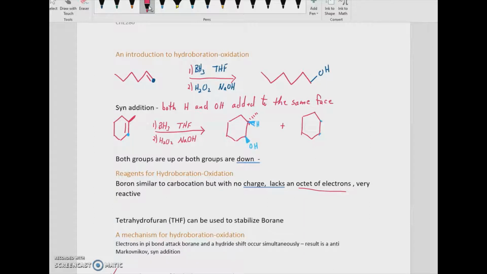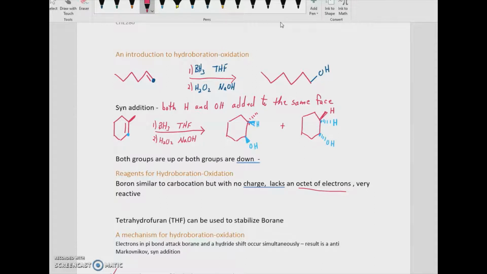The other possibility is that maybe it attacks from the bottom, and so then we would have our hydroxy on a dash, and our hydrogen or proton would also be on a dash, and our methyl group that we started with would be on a wedge. So both of these forms would be made in the reaction.